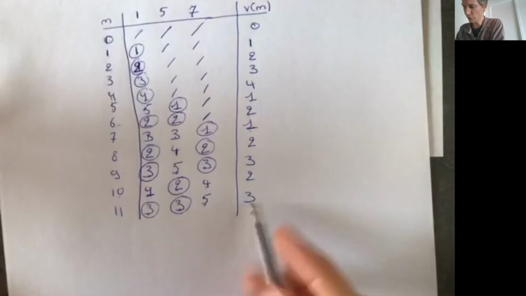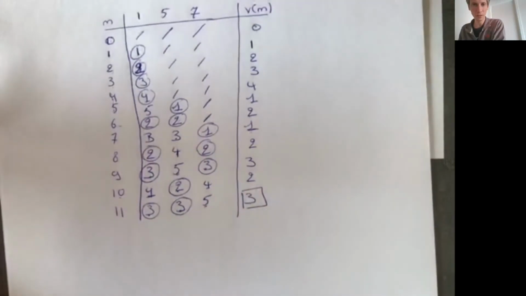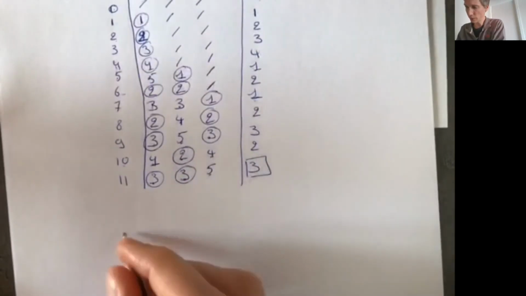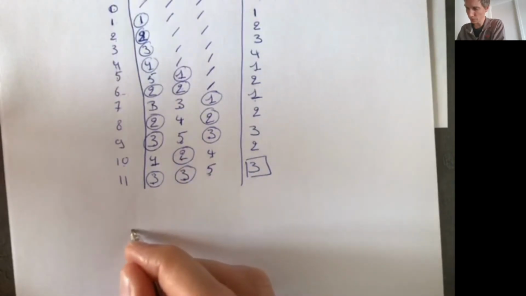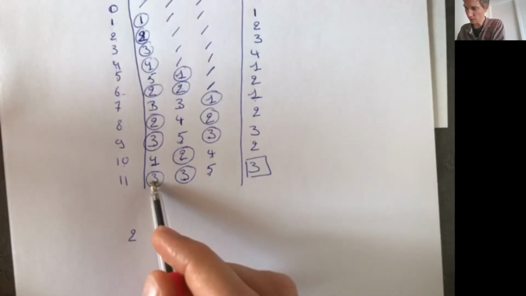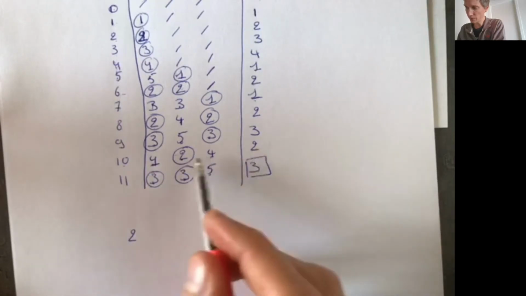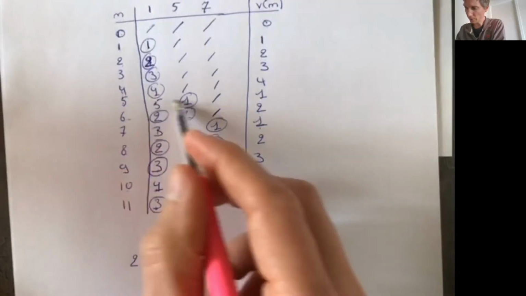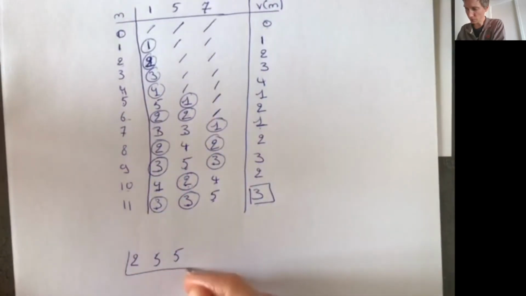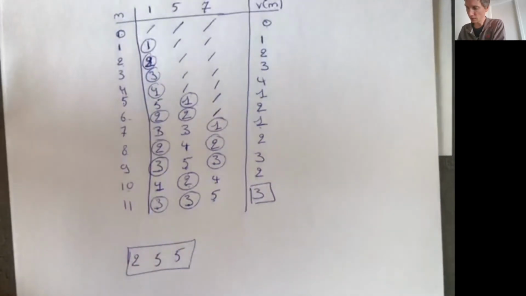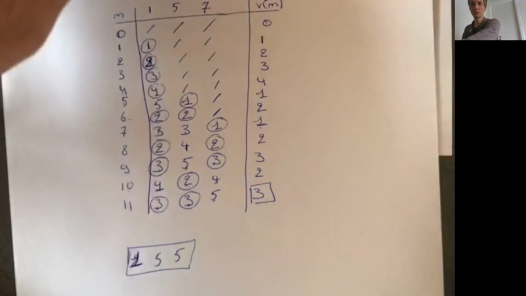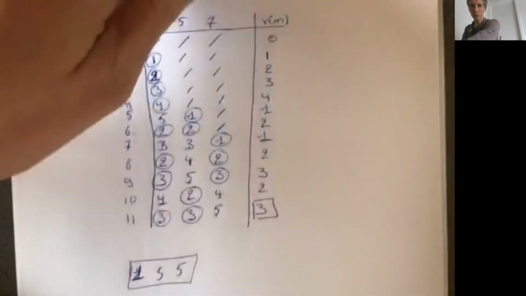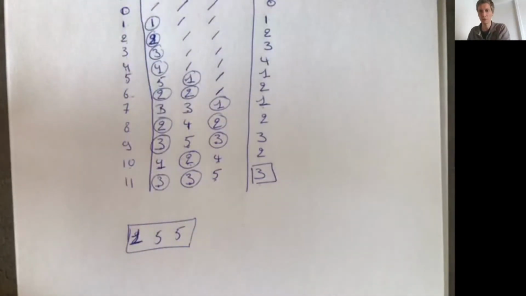Okay, and now I can trace back, so I have 3 coins. I can use a coin of 1, right? Then I have to repay 10. For 10 I use a coin of 5, and then I have 5 left, so I use a coin of 5, right? So my optimal coins are going to be a 1 cent coin, a 5 cent coin, and a 5 cent coin, 3 coins in total.